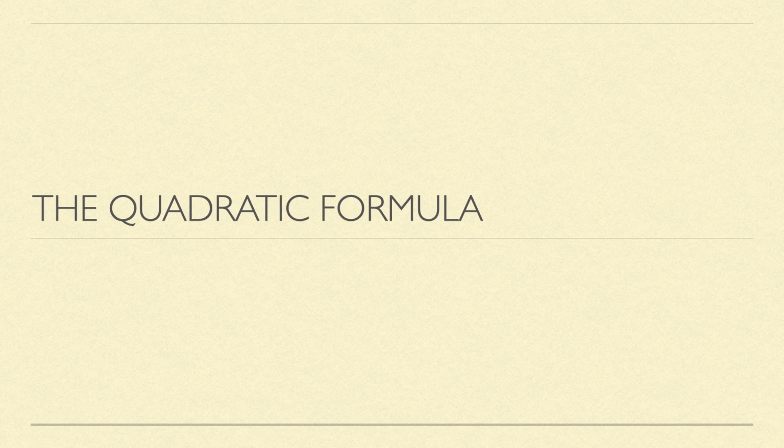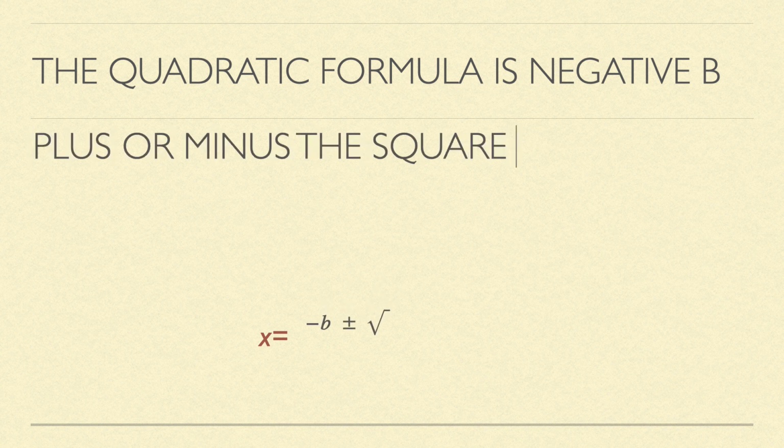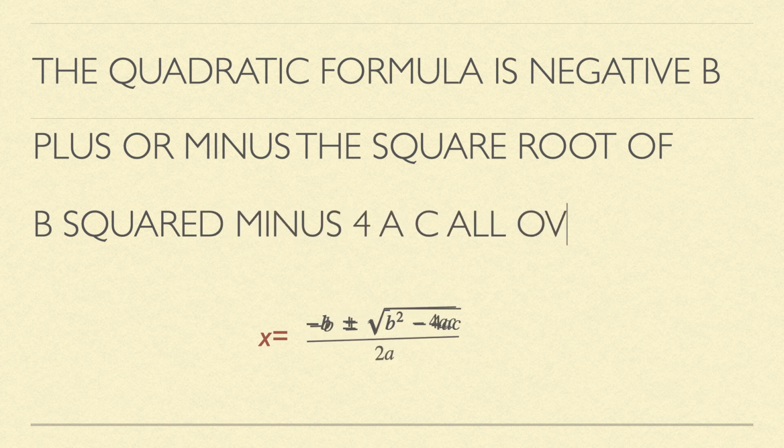All right, ladies and gentlemen, today we are finally going to do the fifth and final way to solve a quadratic equation. We're going to do that by using the quadratic formula. Let's get started. The quadratic formula is negative b plus or minus the square root of b squared minus 4ac all over 2a.